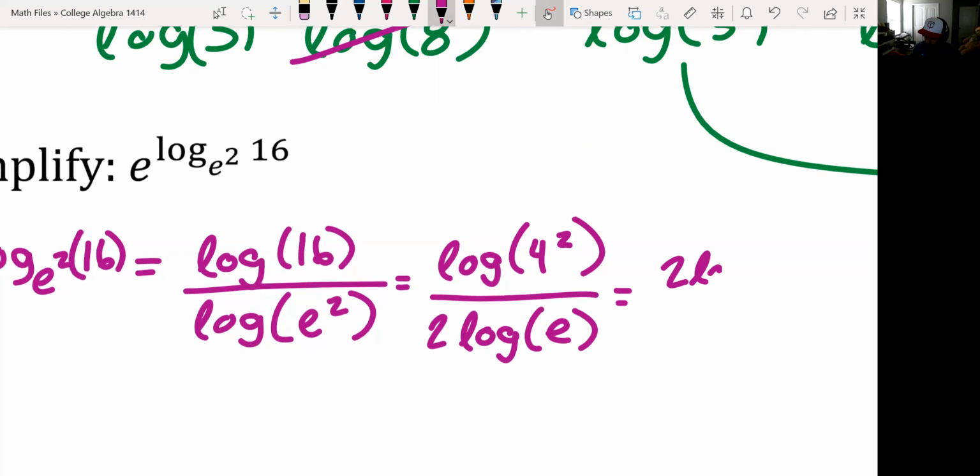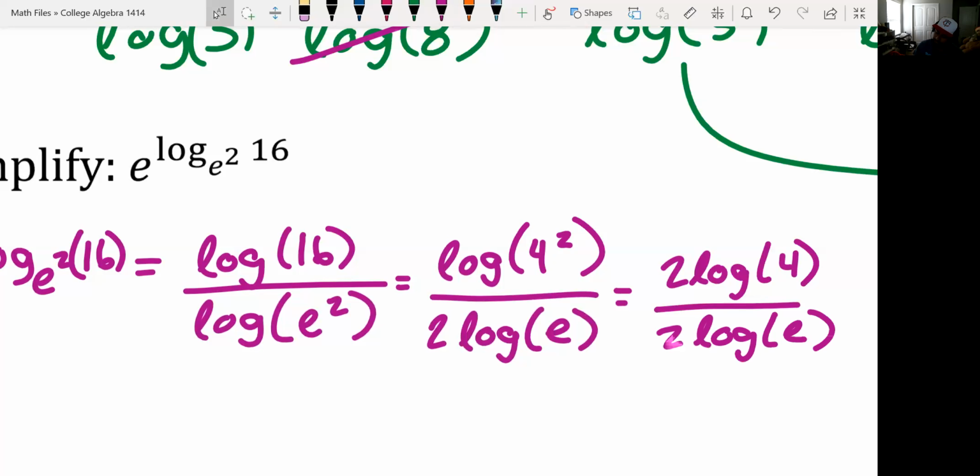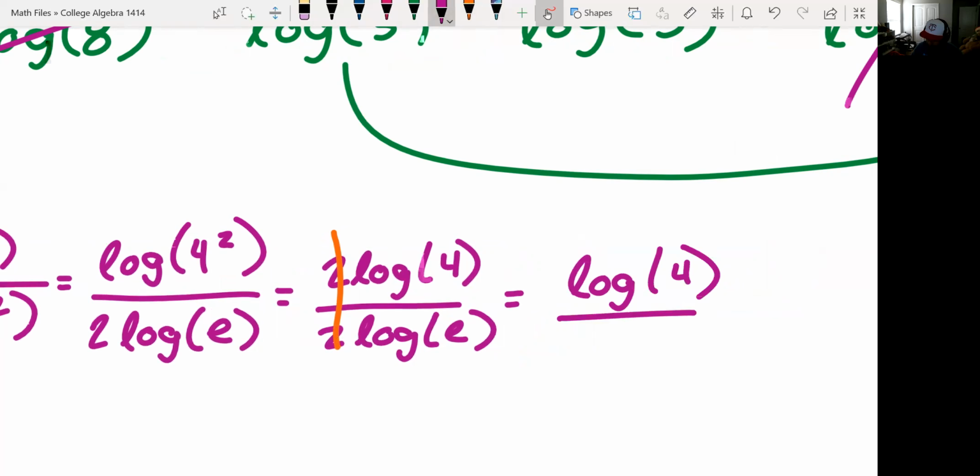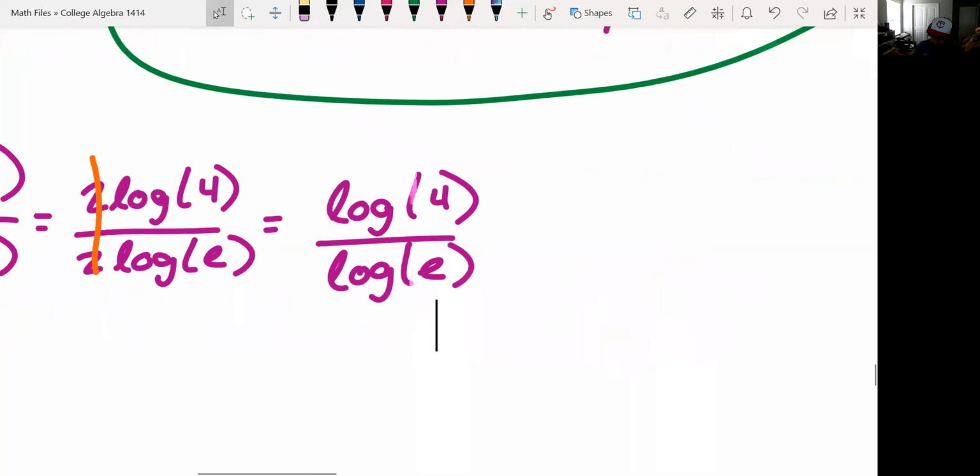And I'll get 2 log of 4 over 2 log of e, where my 2's will cancel. And now we are left with log of 4 over log of e. Now remember how I kept saying that all log properties are reversible. So now we're going to do a reverse change of base, right? A reverse change of base.